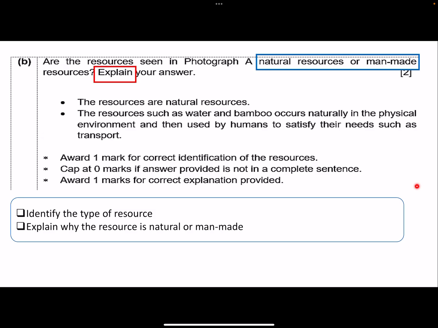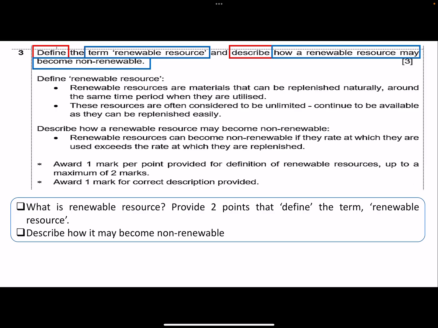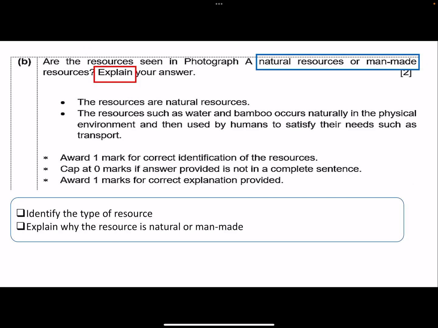Okay, so keep in mind what is important here is the concept of explain as a command word. Why? Explain means tell me why. Remember when you were much younger, you always wanted to know why. So similarly, when the examiner or the test paper asks for an explain, they want to know why.